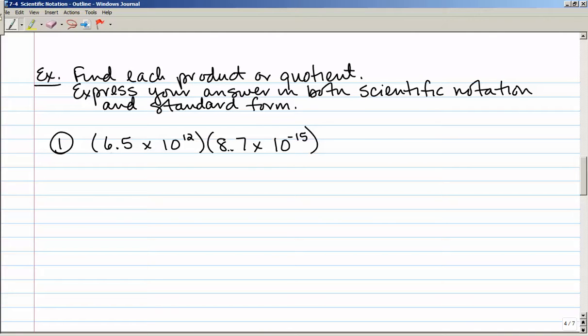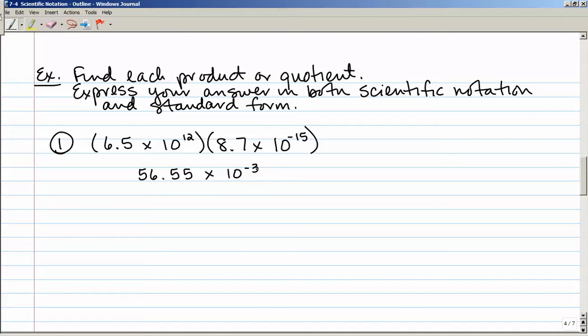So 6.5 times 8.7 is 56.55. Just do that in your calculator. Times 10. Now I'm just going to deal with my exponents like I did back in section 7.1. Since I'm multiplying 10 to the 12th times 10 to the negative 15th, I just want to add my exponents. That's going to give me 10 to the negative 3rd.